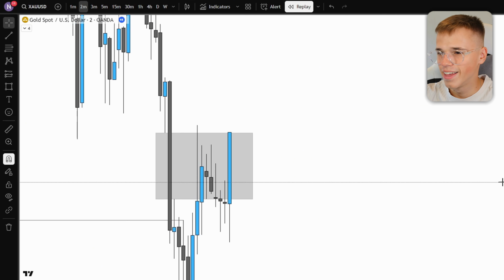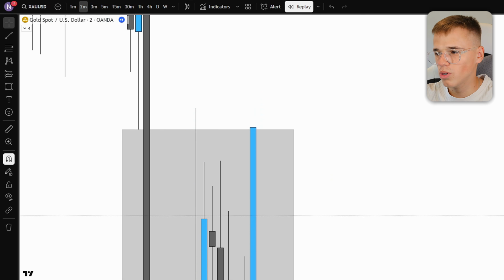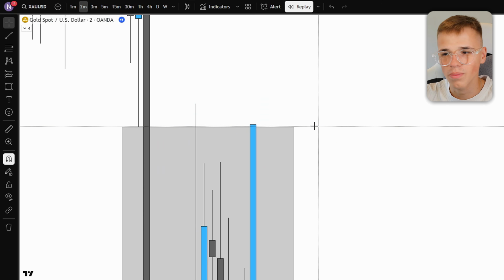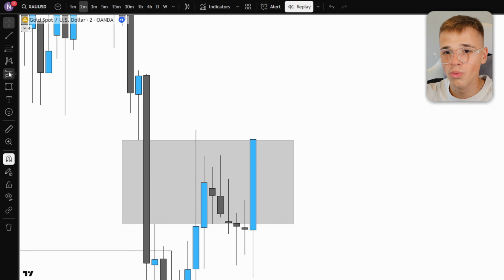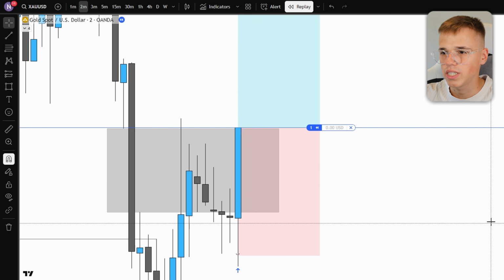And it is actually all the way at the edge. So if we zoom out all the way, you can see that it just closed above, barely, but still closed above. So it is pretty valid for us. So what do we do right now? We enter the market right here.